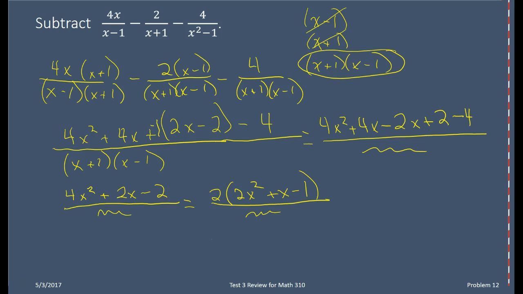Now I'll quickly take you through factoring. There are a couple of ways of doing this. The way we've done it in class is for 2x squared plus x minus 1, we multiply the 2 and the negative 1 and we get negative 2, and then the coefficient of the x term is 1. We need two numbers that multiply to give us negative 2 and add to give us 1, and so that's going to be 2 and negative 1.